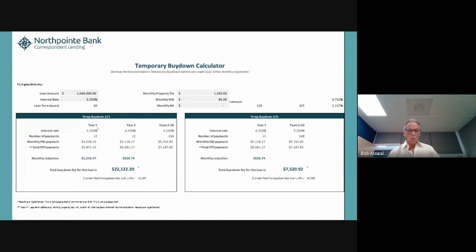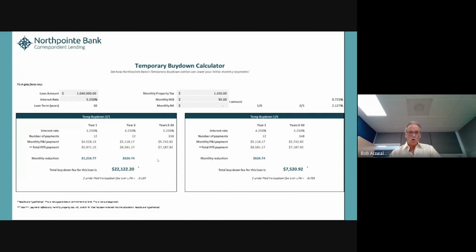Now look at year one. Year one is 3.25%. There you see the principal and interest payment. Now, for the sake of this example, I didn't even do taxes and insurance. So this is even simpler than the first one. But my point is you can see right here what the total payment is. The PITI is in there, but I didn't break it down. So I hope that makes sense. So they are $5,971 because the interest rate is 3.25. So they're going to get that for 1 year. And look down here, total buy down fee for this loan is $22,000.